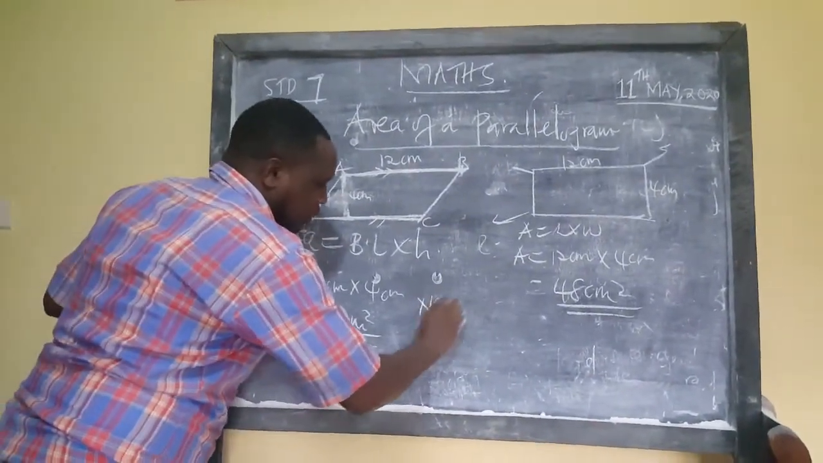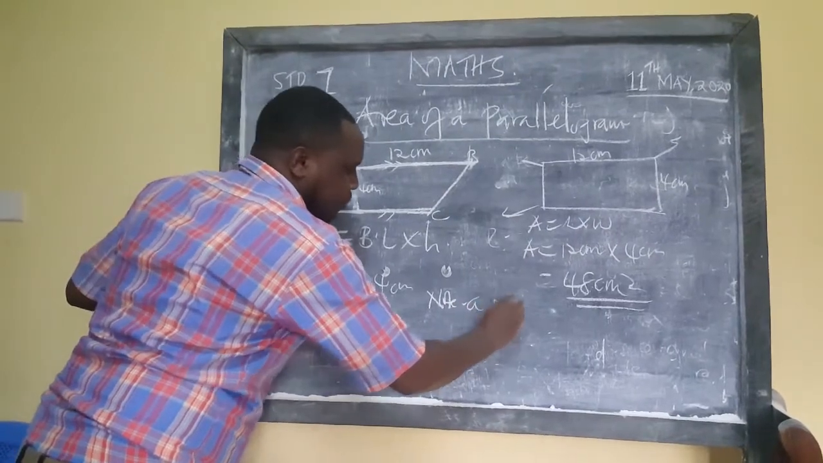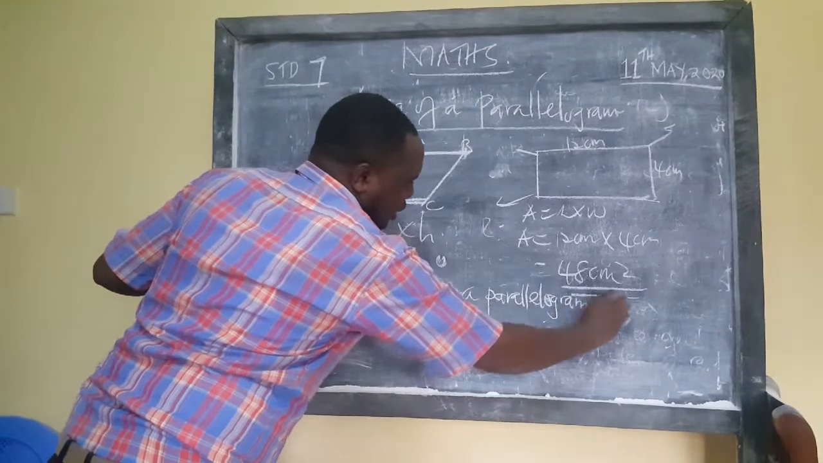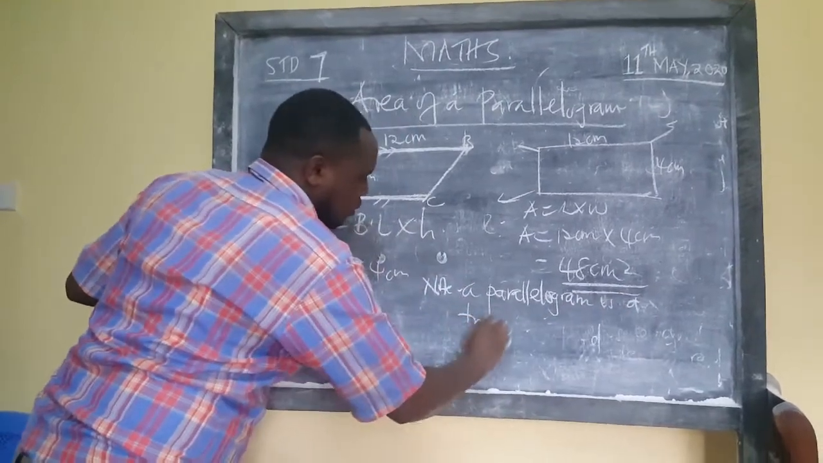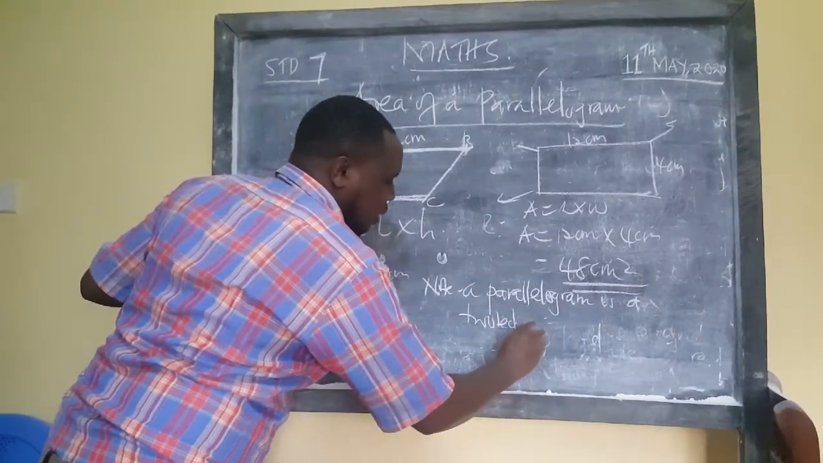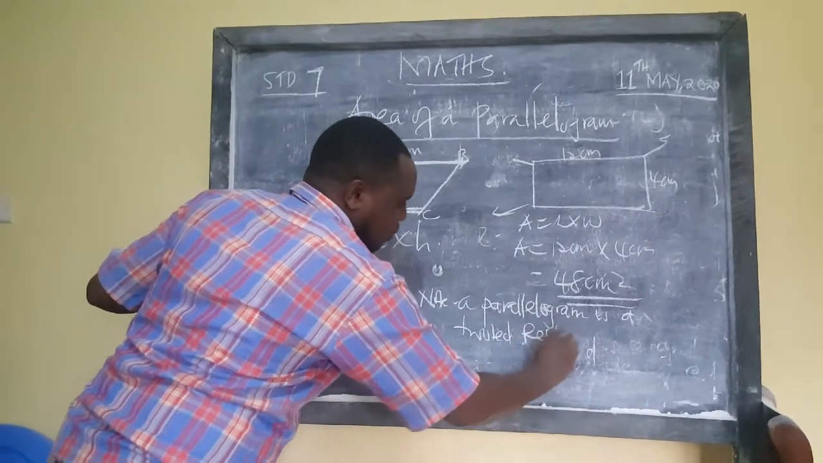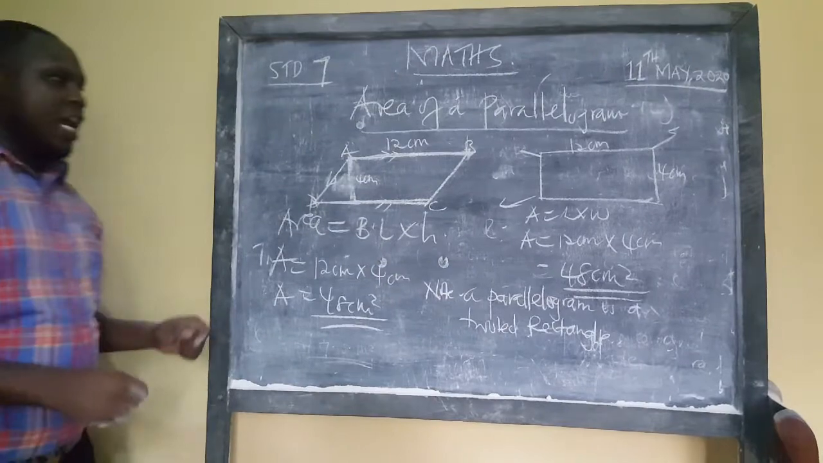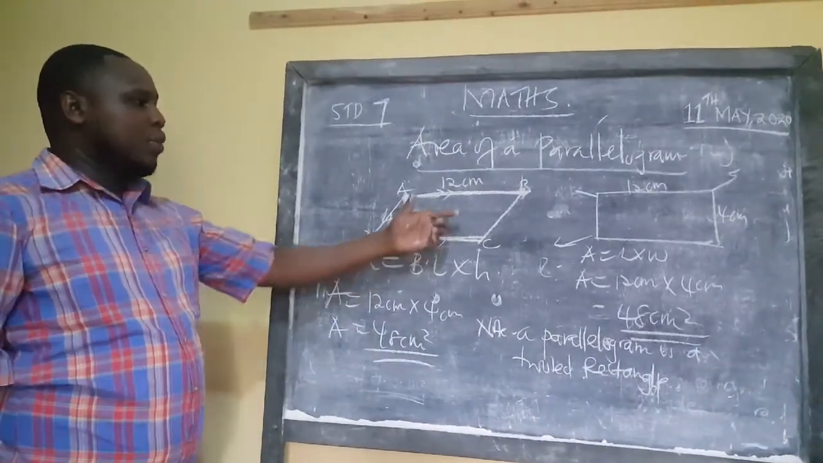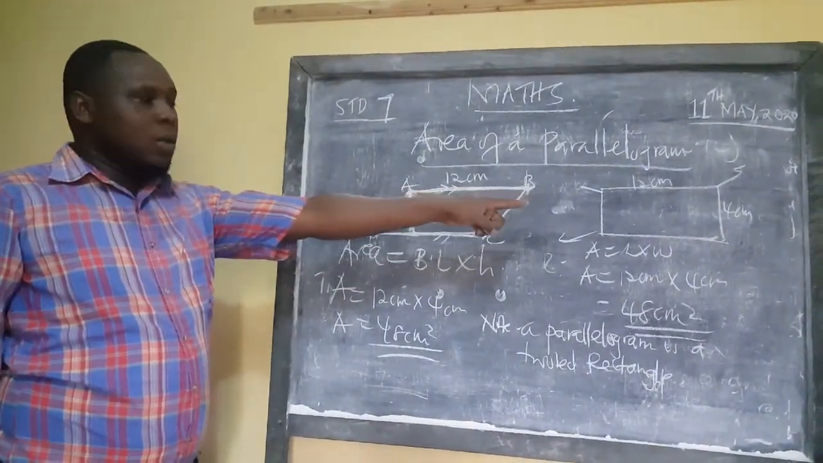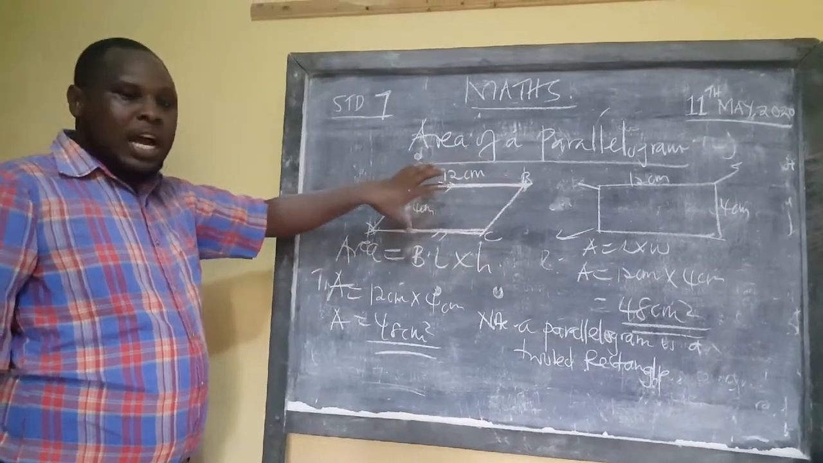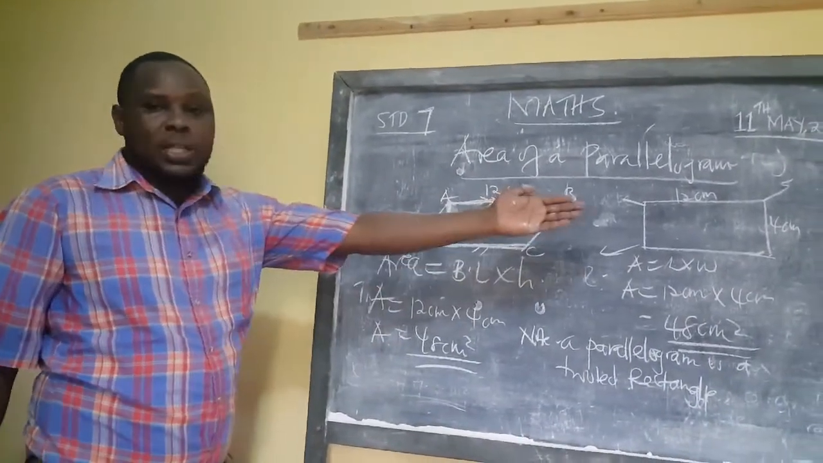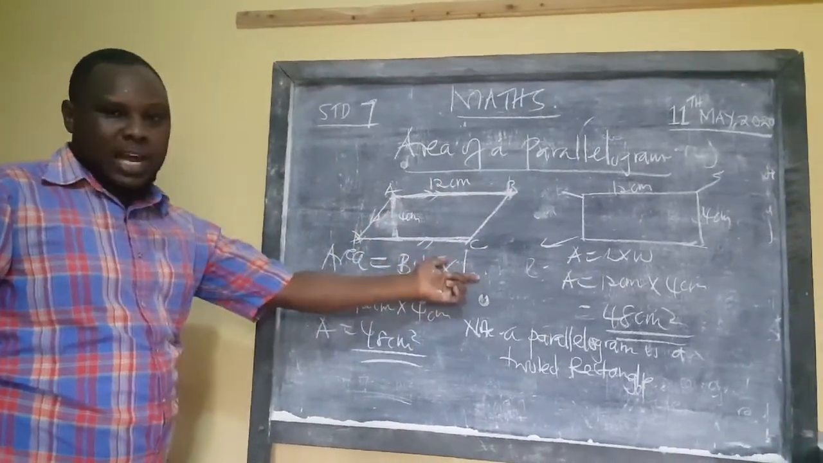A parallelogram is a twisted rectangle. If you make a rectangle using flexible wires and then you twist it, you are going to form something like this. So out of this rectangle, we are going to get a parallelogram. But now the formula changes. This was length times width, but this will be base length times height.